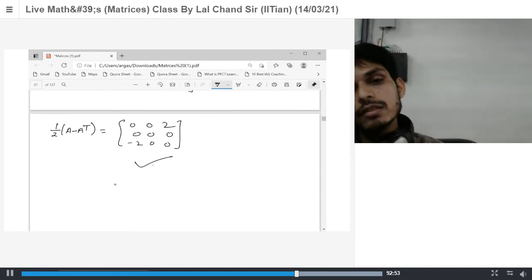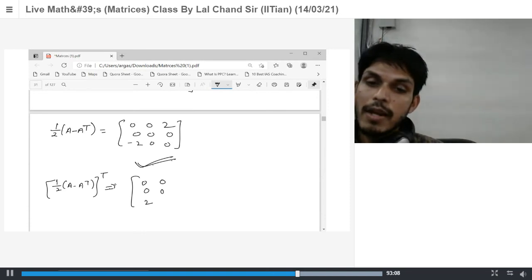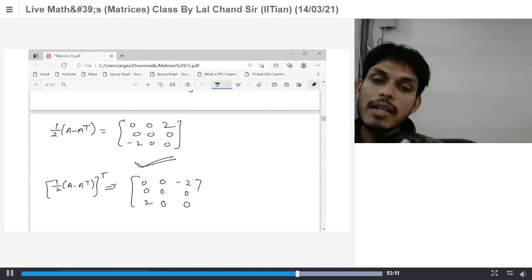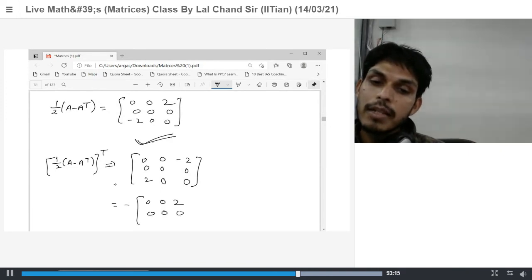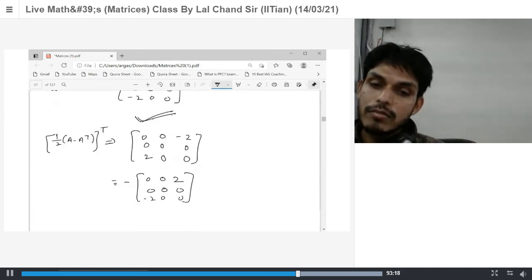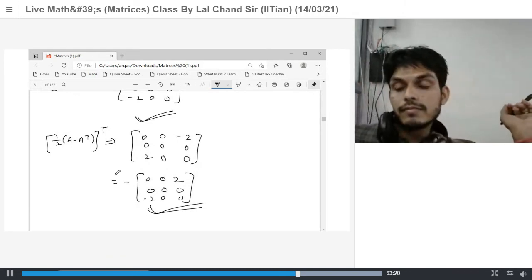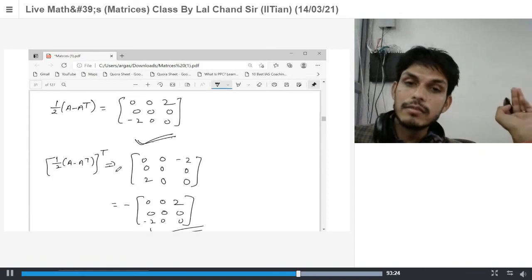Okay. So if I would like to check, I have to take the transpose again. So this is equal to 0, 0, 2, 0, 0, 0, minus 2, 0, 0. If I take the minus sign common, then this is 0, 0, 2, 0, 0, 0, minus 2, 0, 0. So this is true. Okay. So I think up to this is clear to you.